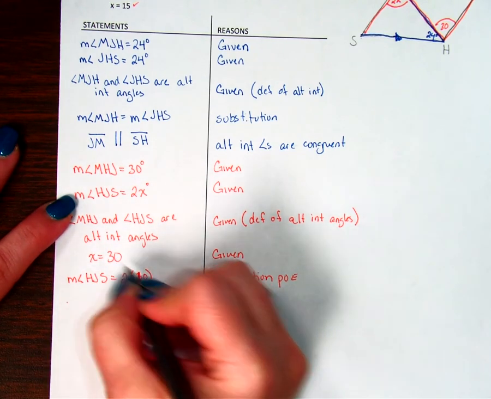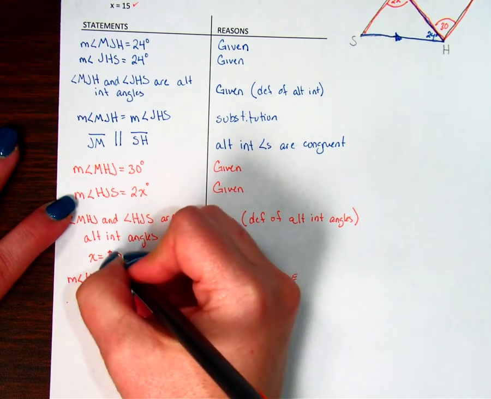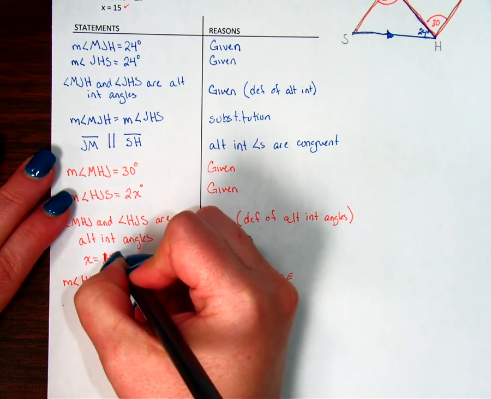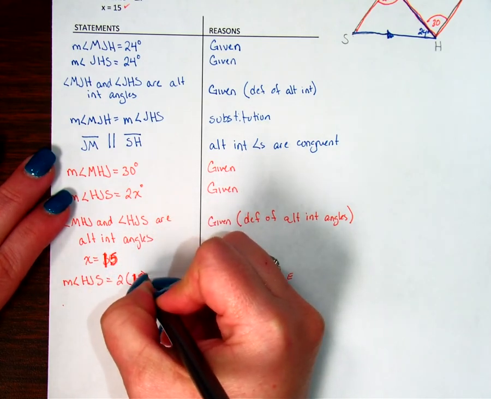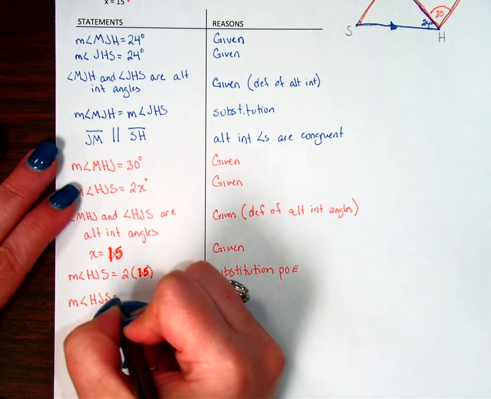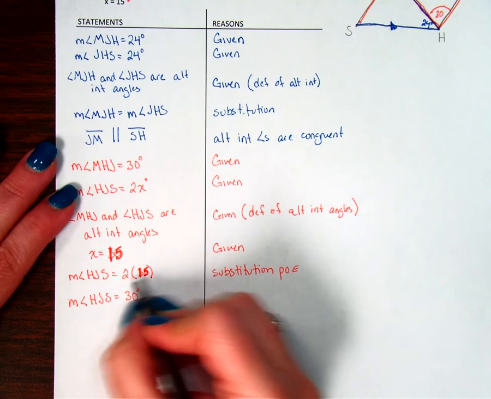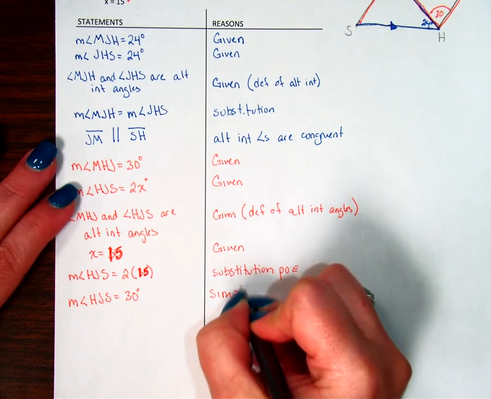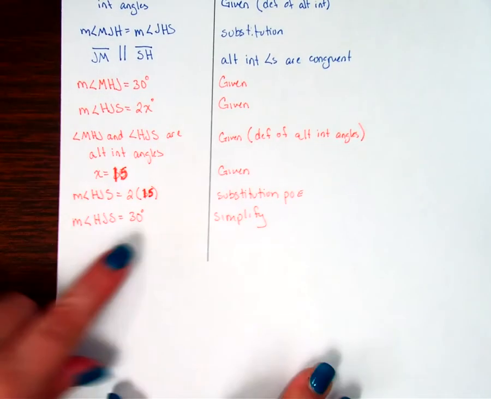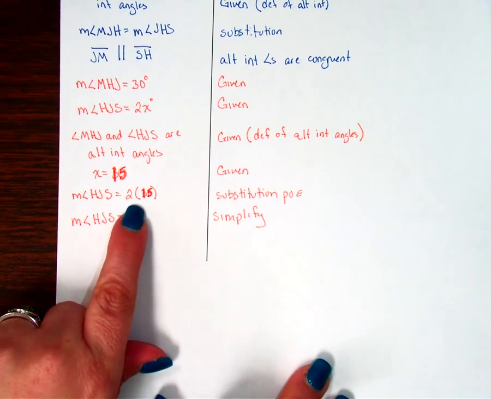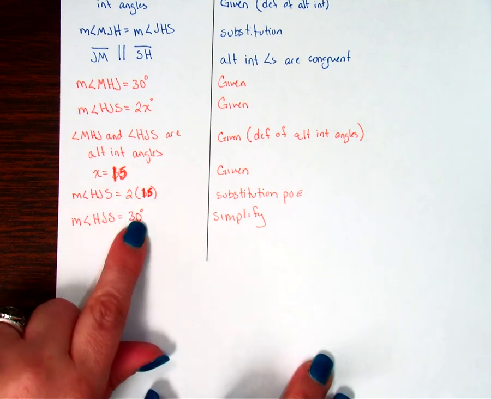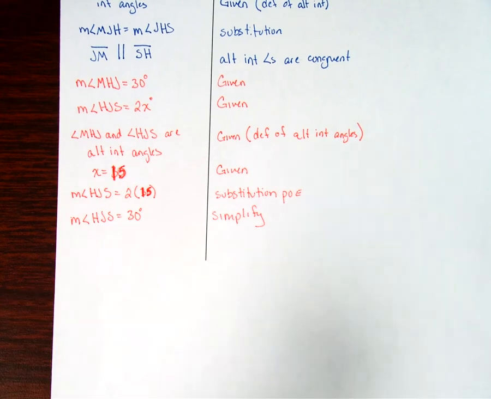Or sorry, 15. I messed up here, right? This is 15. X equals 15 was given. My brain was thinking ahead. So now the measure of angle HJS does equal my 30 degrees by simplification. Okay, remember that's not the multiplication property of equality, even though I'm multiplying. Multiplication property of equality means I'm multiplying on both sides of the equals. I only multiplied on one, so this is just simplification.